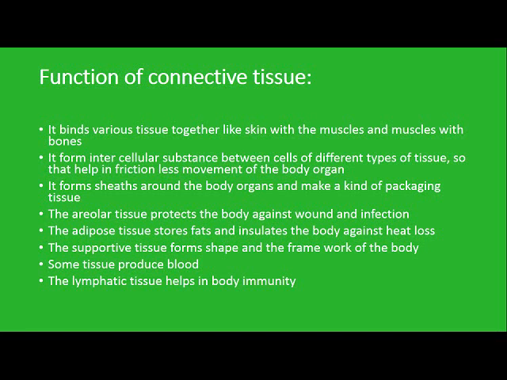Adipose tissue stores fat and helps in the insulation of our body against heat loss. Supportive tissue forms the shape and gives a framework to our body. Some tissues produce blood, and the lymphatic tissue helps in protecting our body from different types of disease. Now children, areolar tissue, adipose tissue, all these tissues I'll be taking later on in detail. That is why I did not explain much about them.